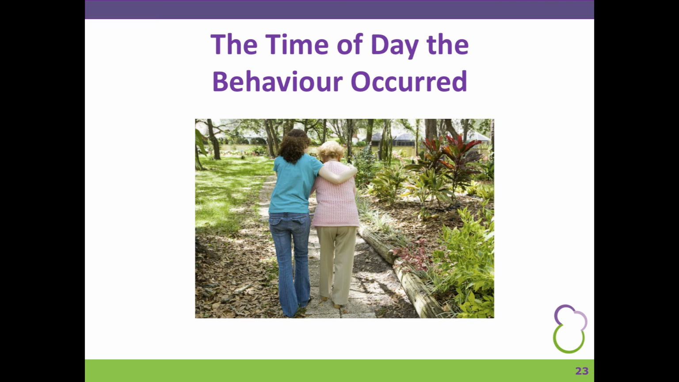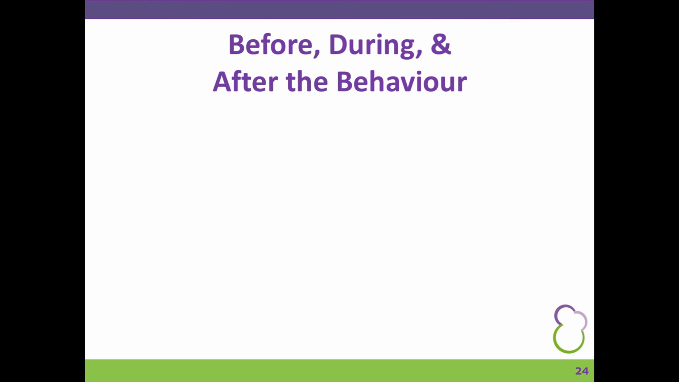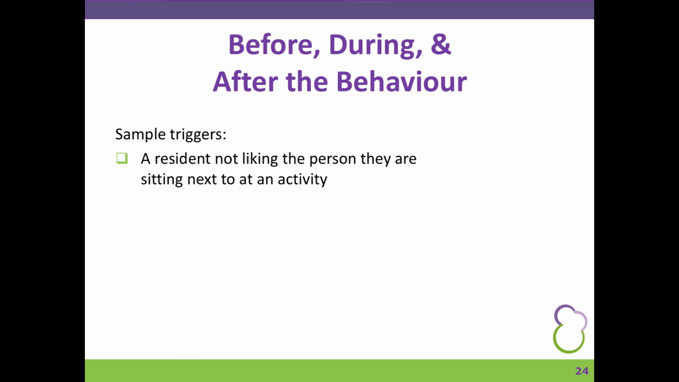Behaviours typically occur because of some environmental signal or because the behaviour has been rewarded in the past. Try to determine the trigger of the behaviour to prevent or manage it in the future. From my experience, a trigger to a behaviour can be a wide variety of things. From my personal experience, some triggers I've seen include a resident not liking the person they're sitting next to in activity and therefore becoming verbally or physically aggressive.